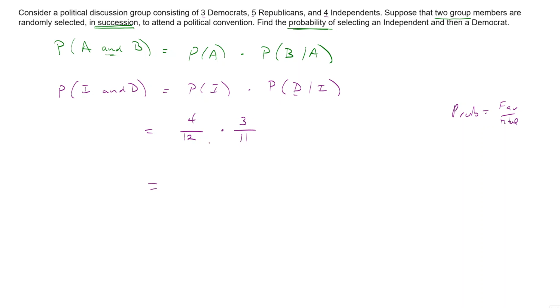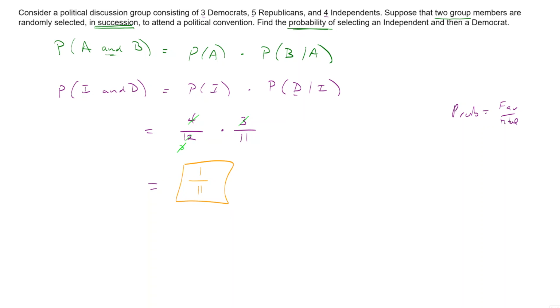Now I have to multiply these together to get my answer. It's always a good idea, I think, to reduce first, or you could just multiply, but 4 goes into 12 3 times, then the 3's will cancel, so we end up with 1 over 11. So the probability is going to be 1 over 11.